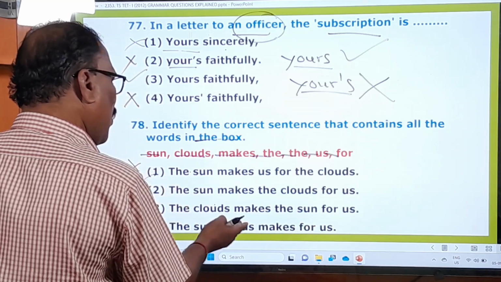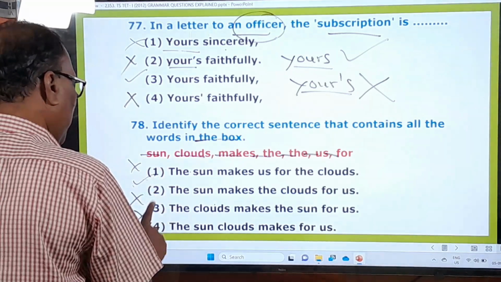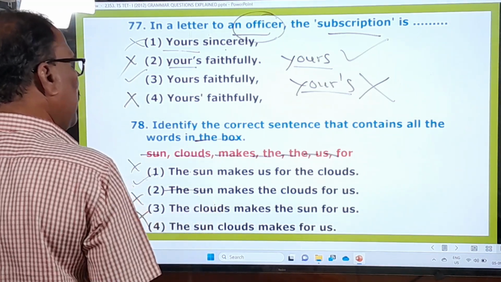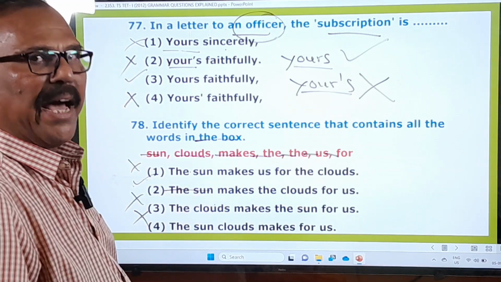And here, the sun clouds makes for us. Okay, the sun clouds makes. So this is also meaningless. Okay, the first one, third one, fourth one are wrong. Only the second one is the right one. In this sentence only you can find all these words in a meaningful manner.